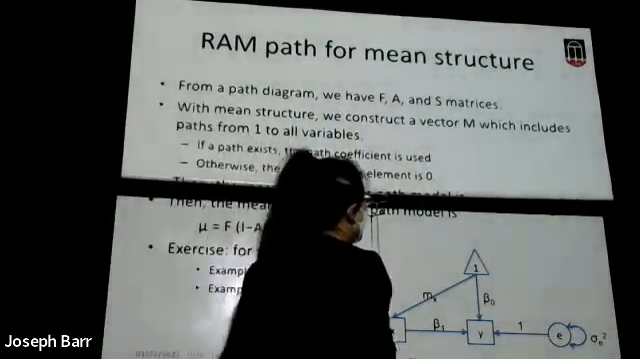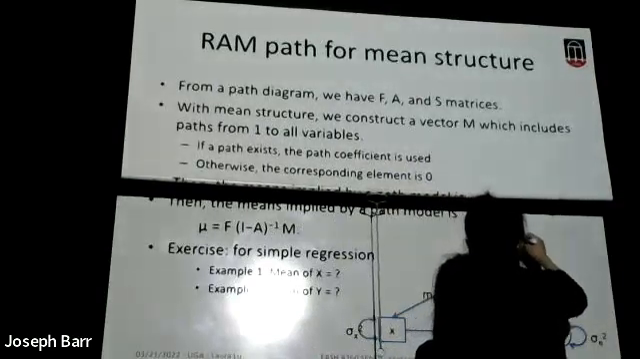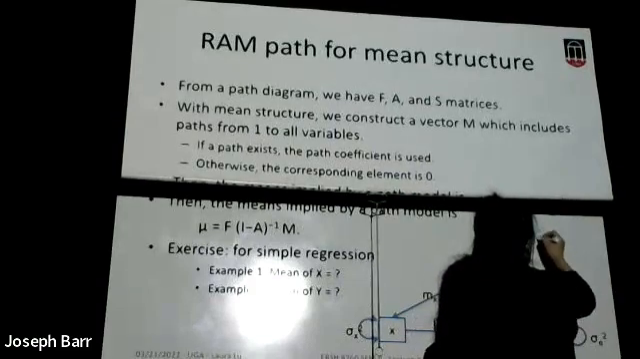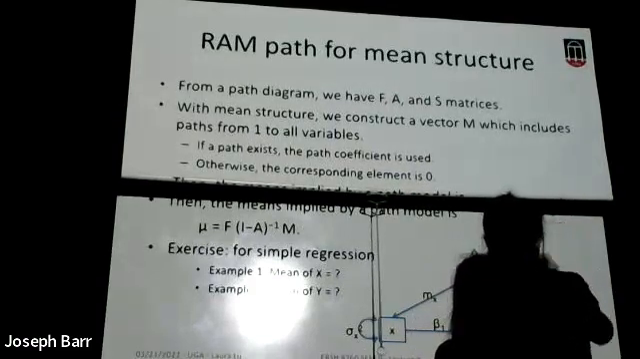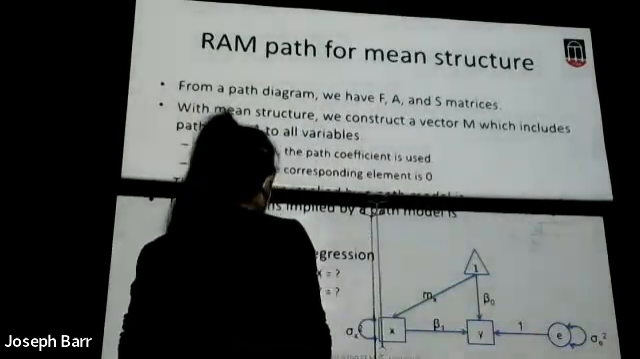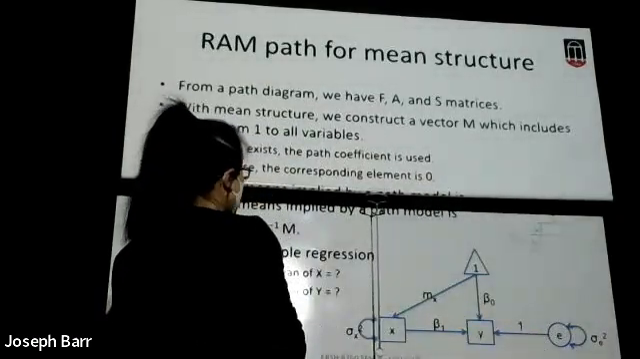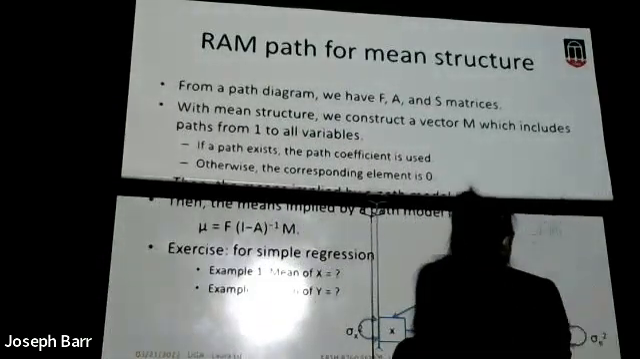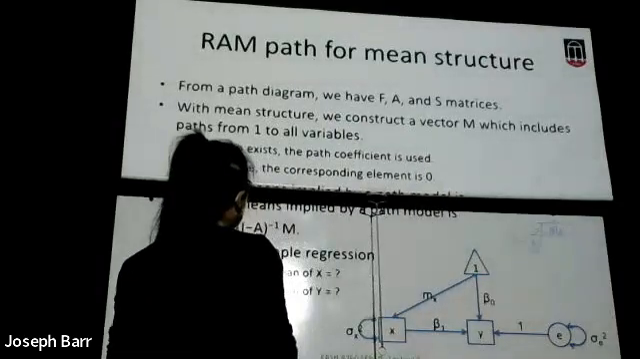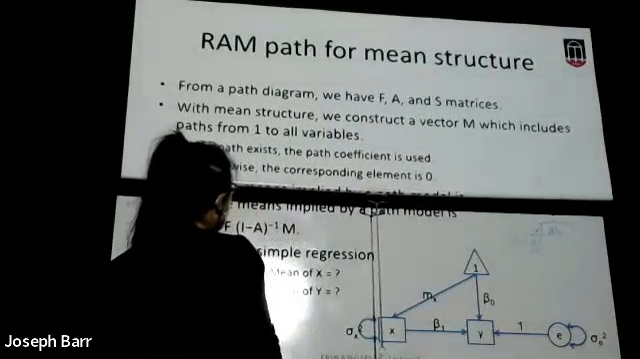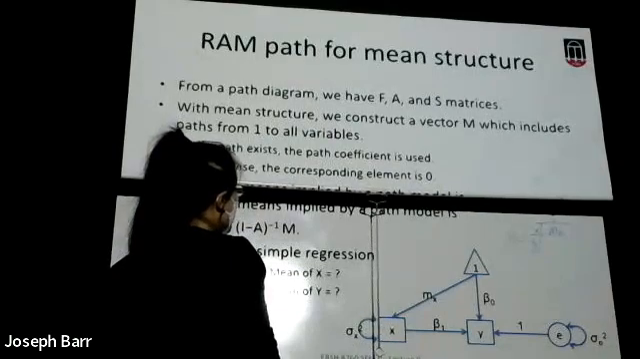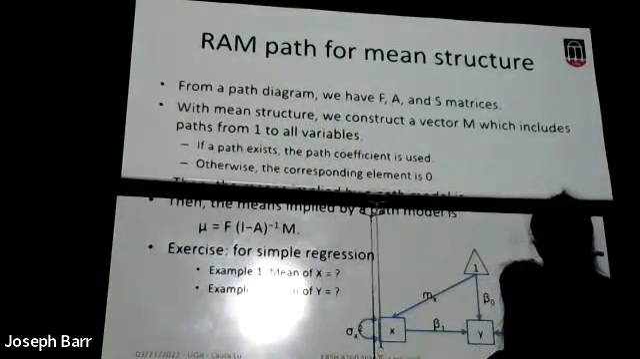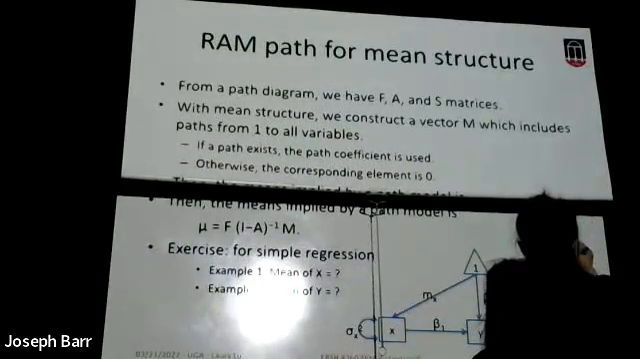So we have 2 variables, x and y. So for the M vector, we have 2 variables. From 1 to x, if a path exists, yes, the path coefficient is used, so we have mx here. And from 1 to y, if a path exists, the path coefficient is used. We have 1 to y with beta 0. So this is our M.